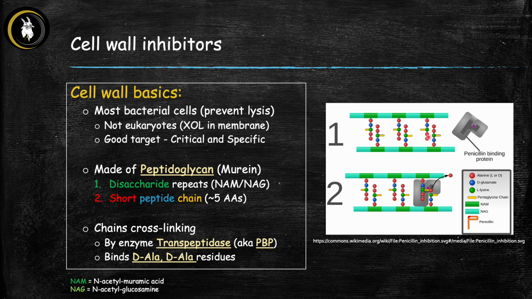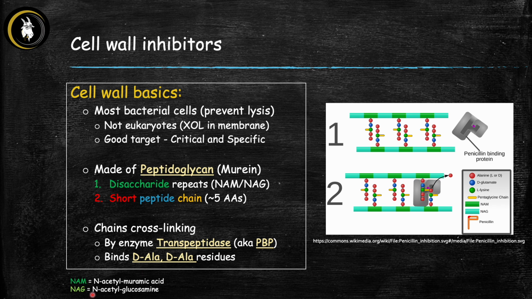You'll also see that there's something coming off of each of these repeats, and that's the peptide portion of the peptidoglycan. So these are short peptide chains of 5 amino acids, and they end with 2 D-alanines. So D-ala down here, D-ala up here. What's important about this is that these peptide chains need to be cross-linked with each other so that the wall can be strong, otherwise the wall would fall apart.